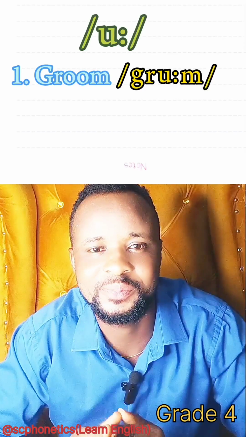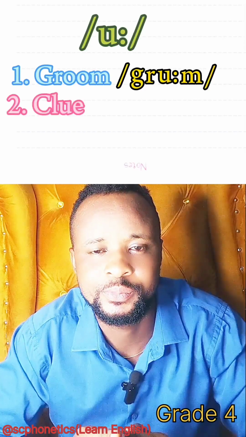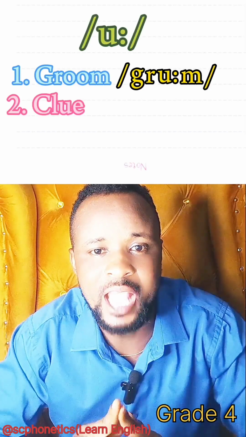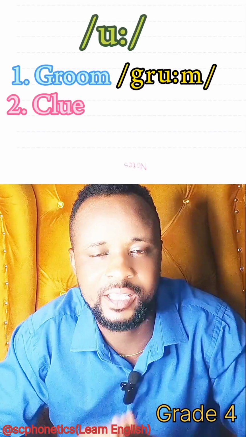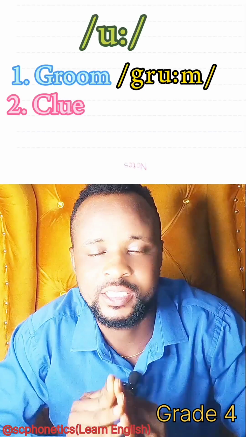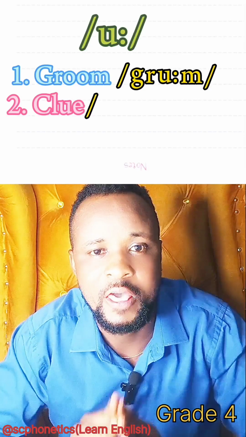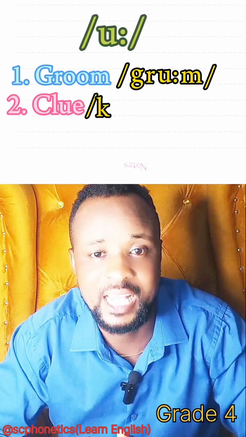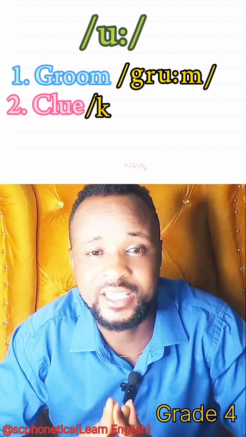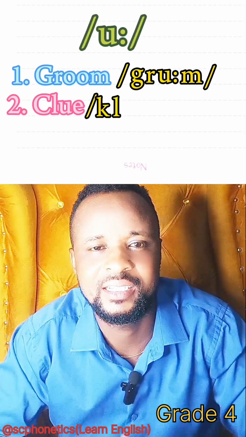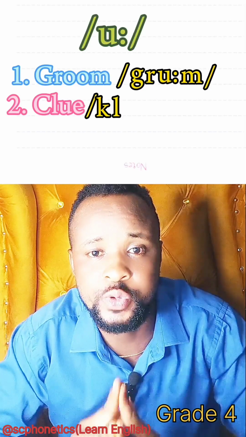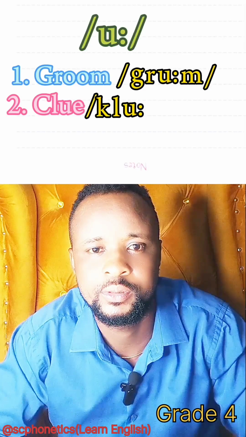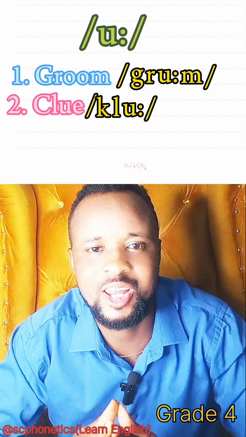Then close your slash. Number 2, clue. Remember, your letter C turns K. So first, your slash, then your sound K, letter K, and the sound L, and change your UE to the phonetic symbol U. Close your slash.